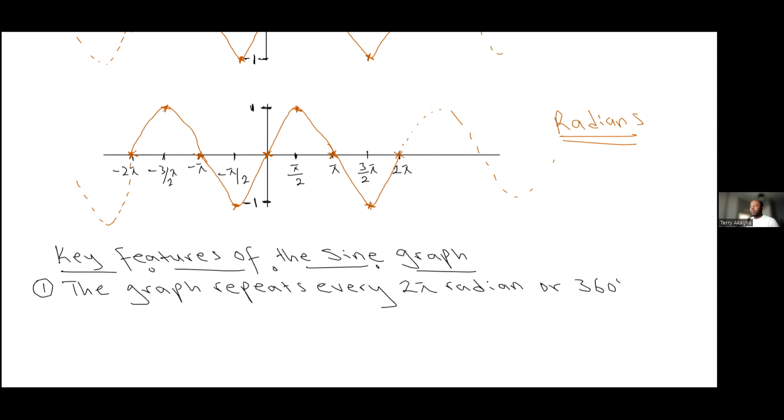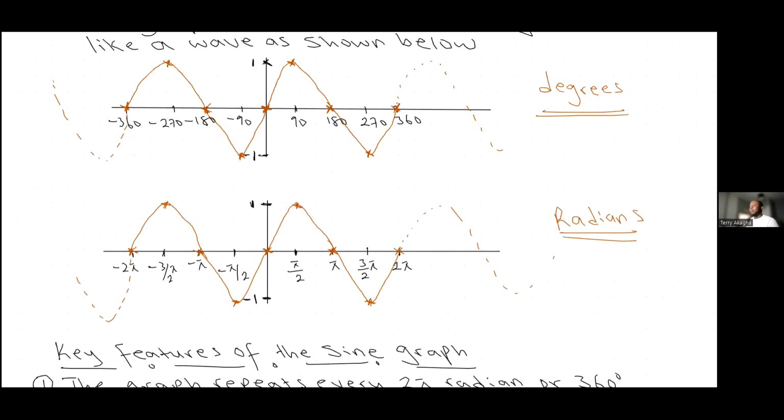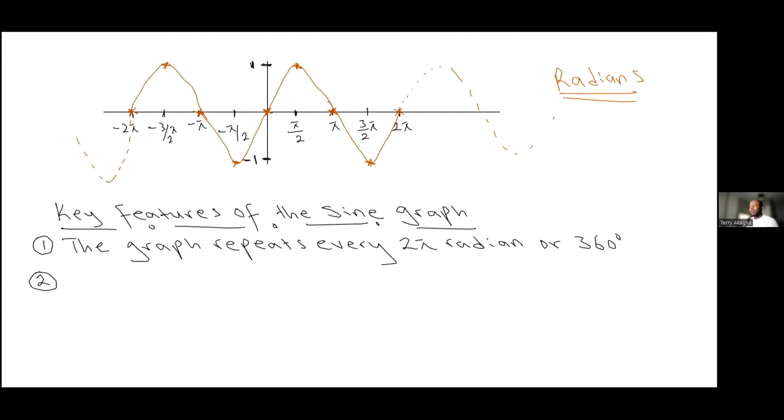Okay. Number two, what you also notice is that the minimum number we have for sine is -1. No matter what you press in your calculator for a sine of a particular number, the minimum you can ever get is -1, and the maximum you can ever get is 1. So we can now write as one of the key features that the minimum value of sine is -1.